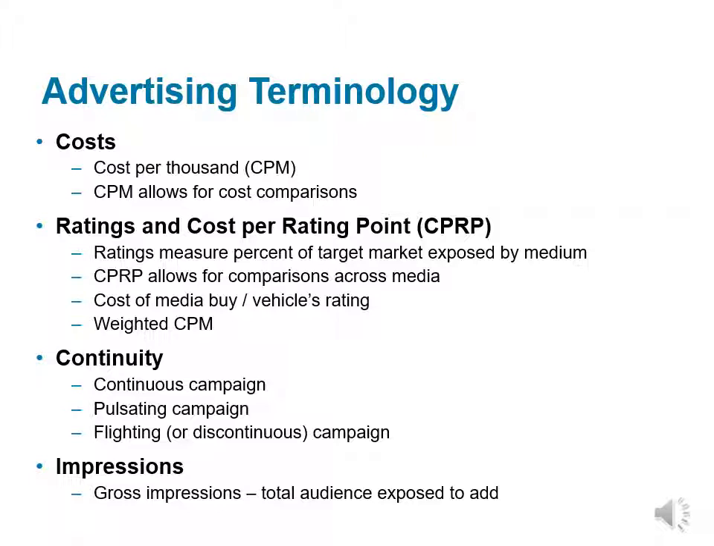Gross impressions represent the total exposures of an audience to an advertisement. If an ad was shown 4 times on a television show with an audience of 2 million people, then the total gross impressions would be 8 million.